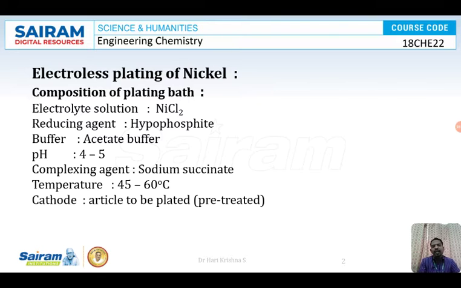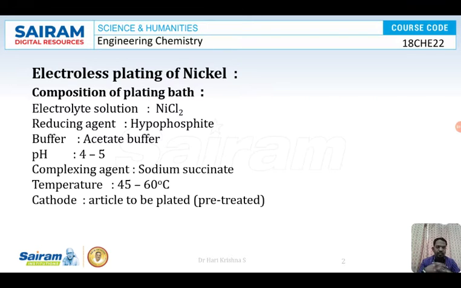As soon as you have nickel chloride, it will dissociate to give Ni2+ and Cl-. So Ni2+ requires electrons. Where does it get them from? From the reducing agent. The reducing agent undergoes self oxidation to give electrons. Hypophosphite is used as the reducing agent. A buffer is used, which is added in order to maintain constant pH. Since the reducing agent is hypophosphite, the pH is around 4 to 5. The complexing agent is sodium succinate.